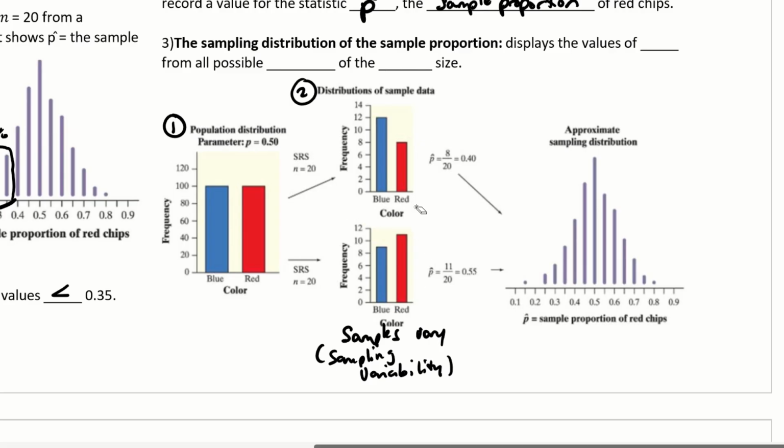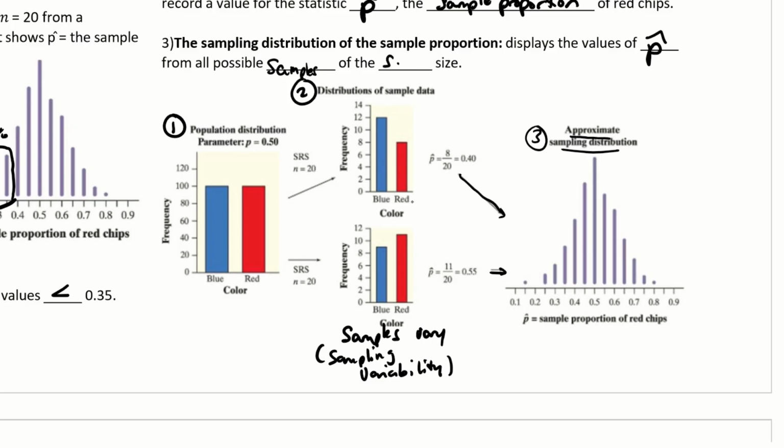All right, so now if we took them and found the p-hat, the statistic, we would get 0.40 and 0.55. Then if we graph these, and did this for all the different p-hats, we would get the approximate sampling distribution. This would be number 3, the sampling distribution of the sample proportion. It displays the values of p-hat from all possible samples of the same size. And notice the shape of this sampling distribution of p-hat.